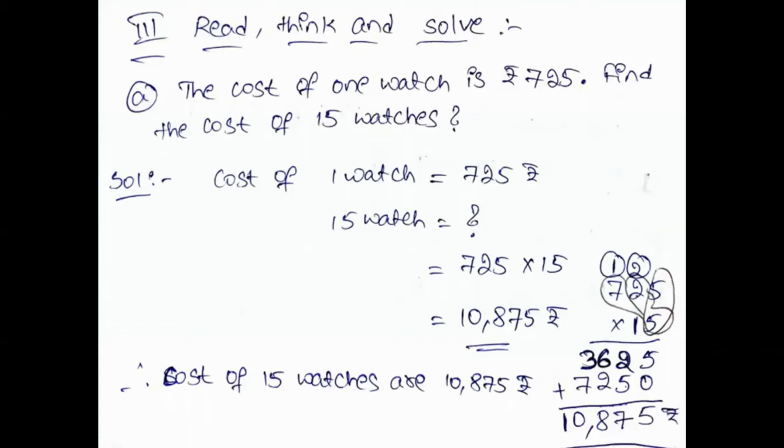Okay, 1 five 5. Write in tens place. We are taking as tens. Okay, write it in tens place. 5 ones 5. 1 two 2. 1 seven 7. You have to add it. Okay, 5 as it is. 5 plus 2, how much? 7. 6 plus 2, 8. 7 plus 3, 10. Okay, total product is for cost of 15 watches 10,875 rupees.